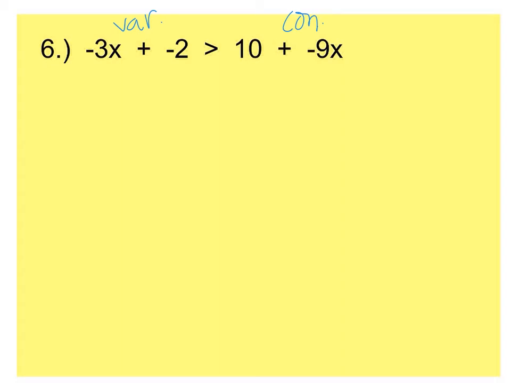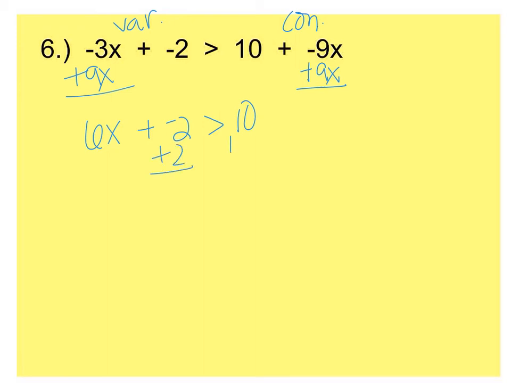All right, so to get my variables on the left, I'm going to add a positive 9x here and add a positive 9x here. That gives me positive 6x plus -2 is greater than 10. In order to get my constants on the right-hand side, I'm going to add a positive 2 here and add a positive 2 here. My inequality is now 6x is greater than 12. To get x by itself, we're going to divide by 6.